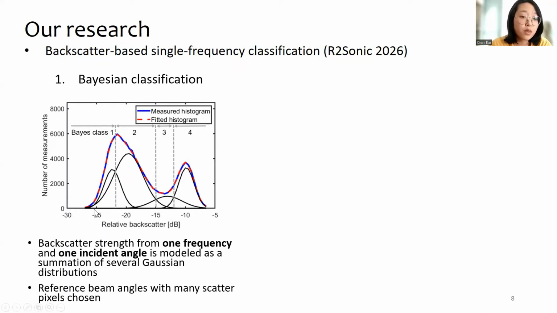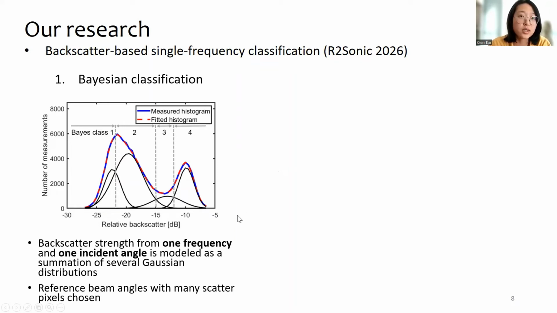But because the beam angles near the nadir do not have that many scatter pixels, it might violate the central limit theorem and cannot be modeled as Gaussian distributions. So we chose some reference beam angles with many scatter pixels to ensure the robustness of this fitting, and applied the percentage distribution of different Bayes classes to all the other beam angles.